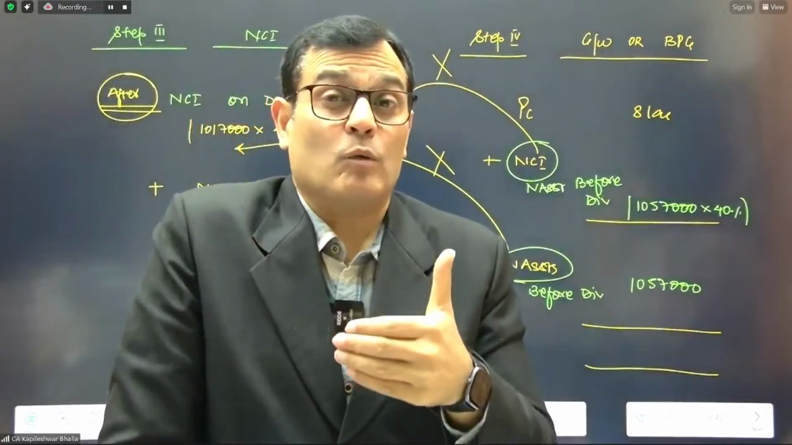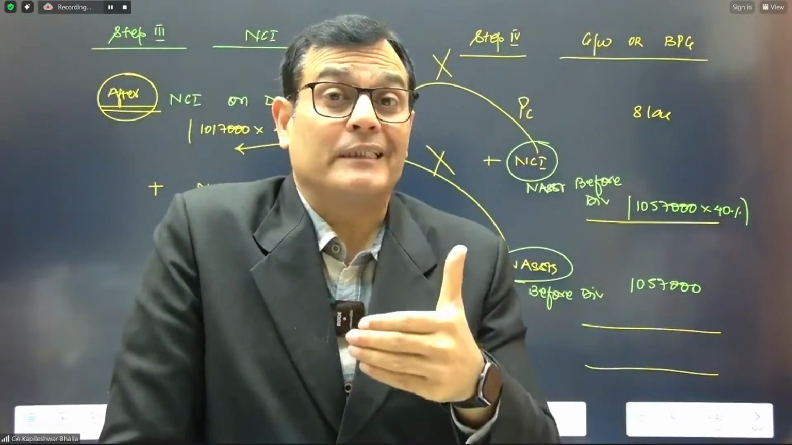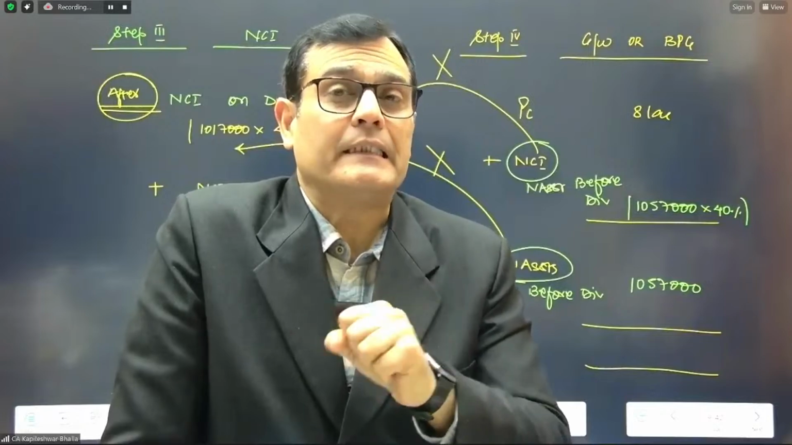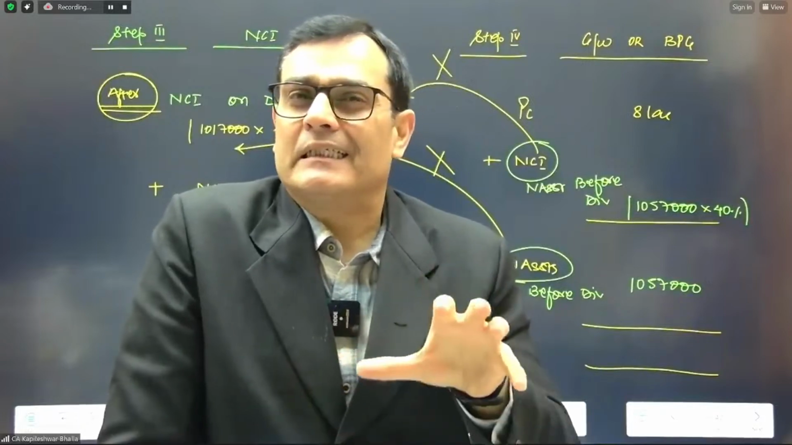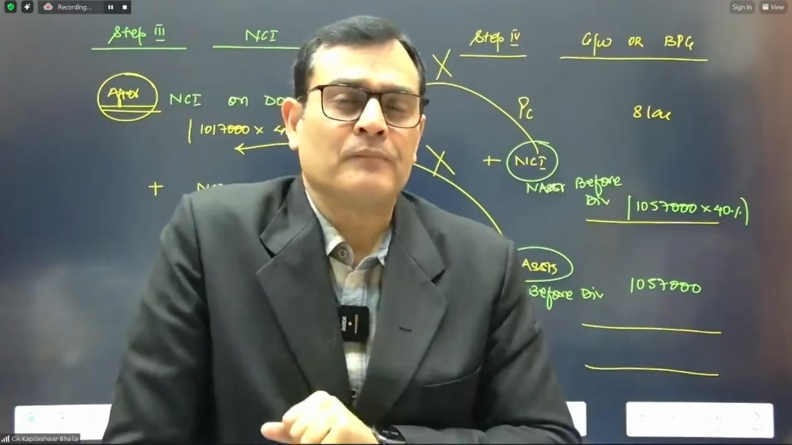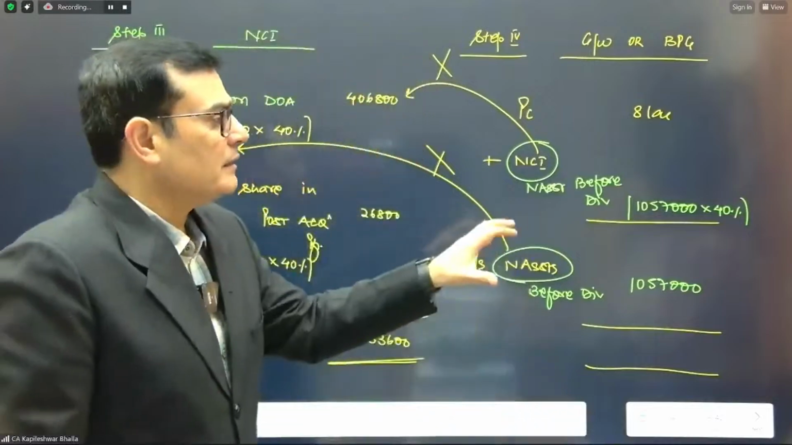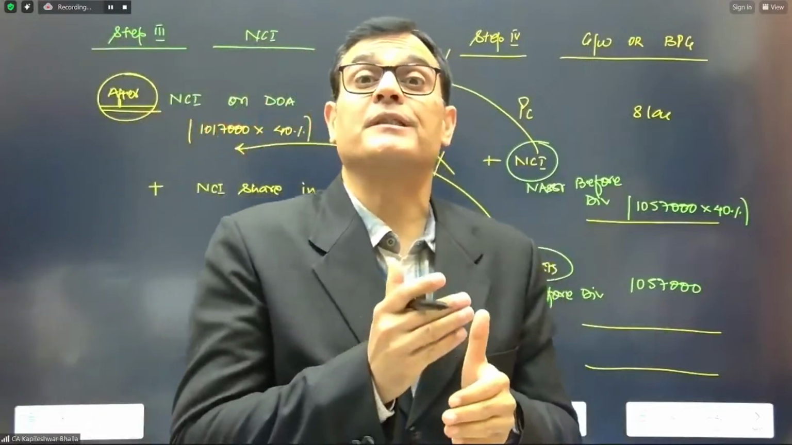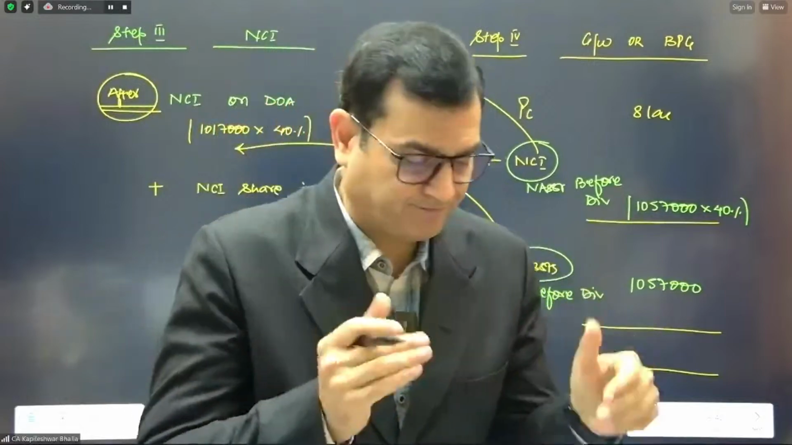The goodwill is what is there on acquisition date. The NCI is what is there on the balance sheet date. By the balance sheet date, dividends have already been paid. But on the acquisition date, the dividends are not yet paid. So the status of the calculations is pre-dividend.